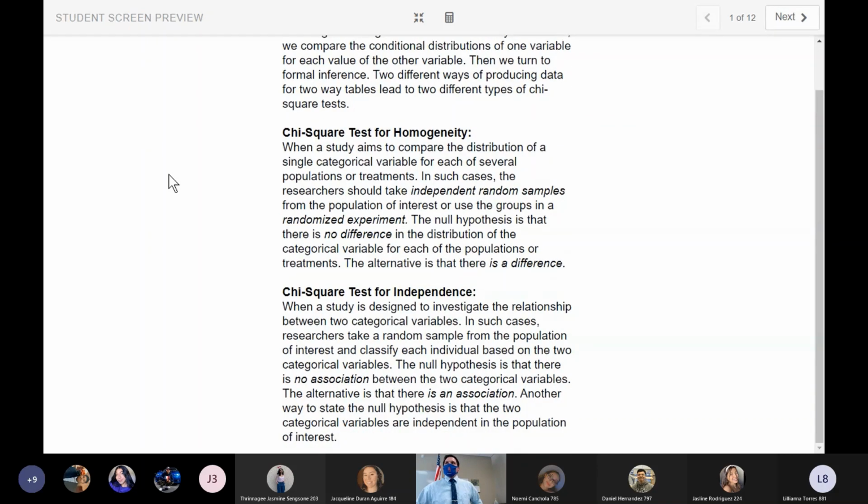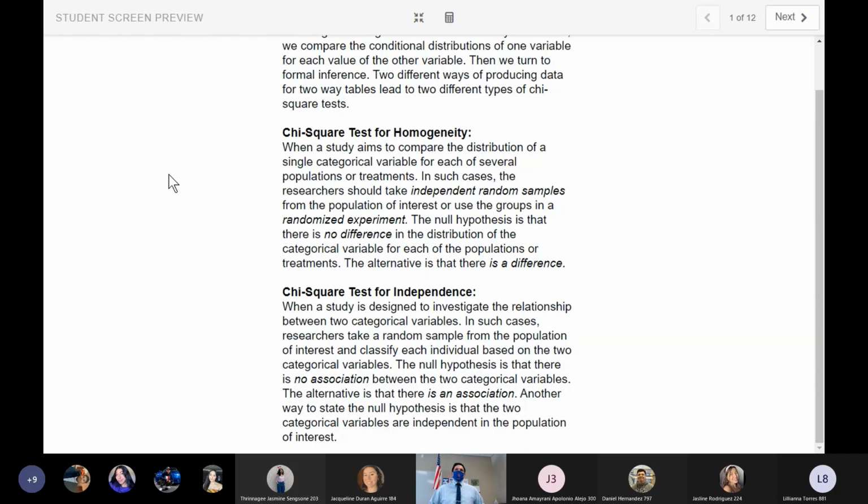When a study aims to compare, this is a poorly written sentence, I apologize. This is when a study aims to compare the distribution of a single categorical variable for each of several populations or treatments. In such cases, the researchers should take independent random samples from the population of interest or use the groups in a randomized experiment. The null hypothesis is that there is no difference in the distribution of the categorical variable for each of the populations or treatments. The alternative is that there is a difference.